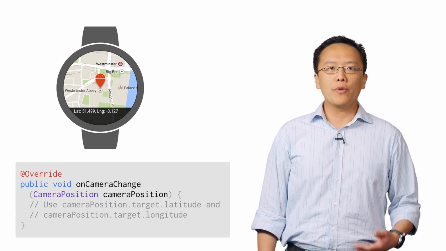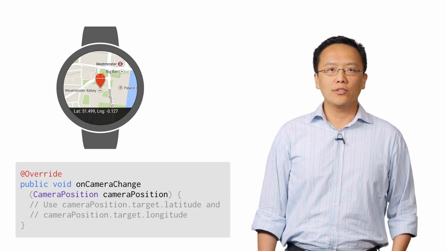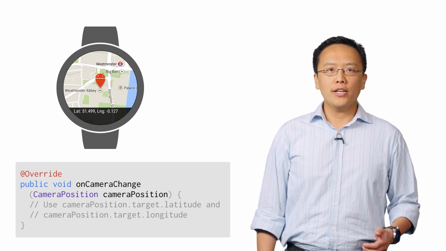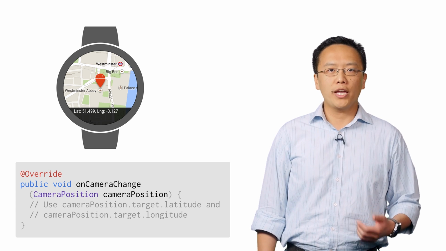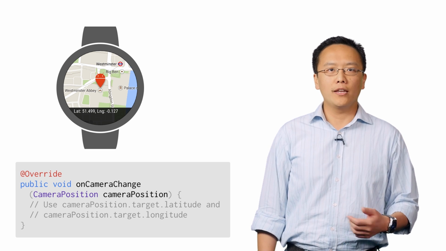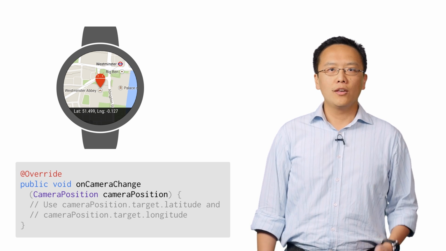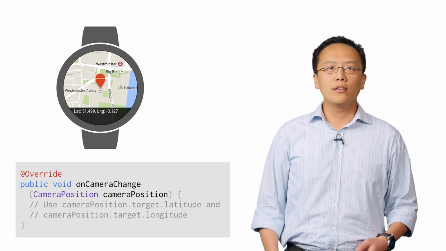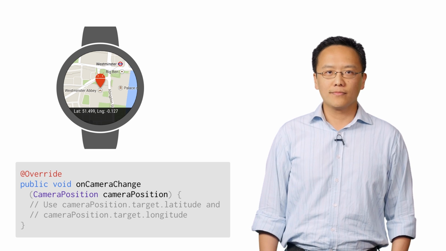Then use the GoogleMap OnCameraChangeListener to detect if the user has panned around the map. You can access the new location through the CameraPosition.target.latitude and longitude. You can then send this information to the recipient, be it a friend or a taxi driver.